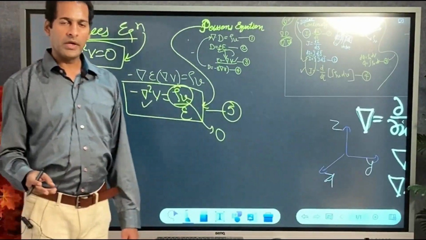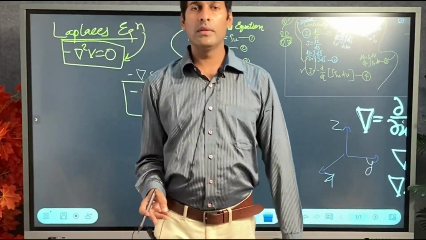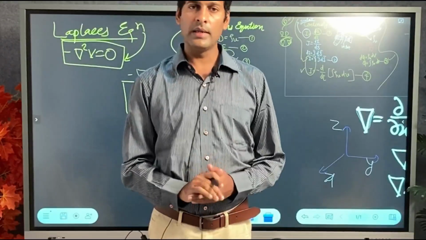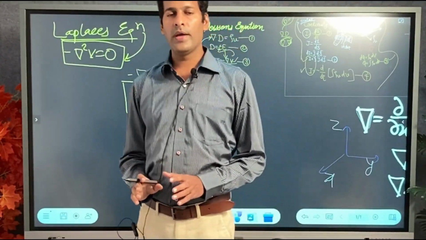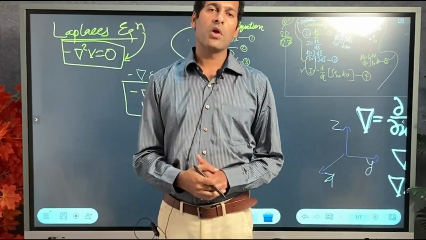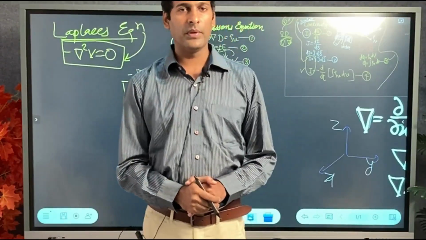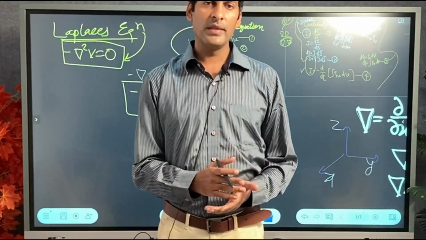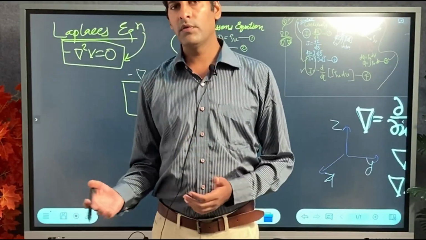So I hope the continuity equation, Poisson's and Laplace equations are clear. These equations are used when some other parameters are not available in the given example. So we can find out volume charge density, and based on that we can find out other parameters also.